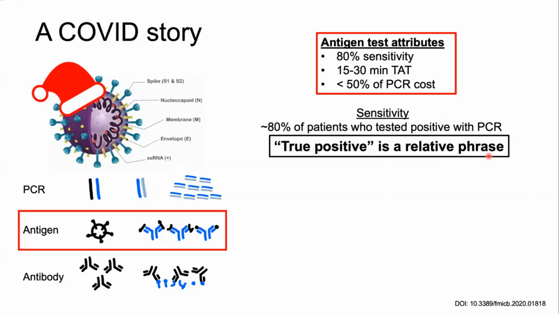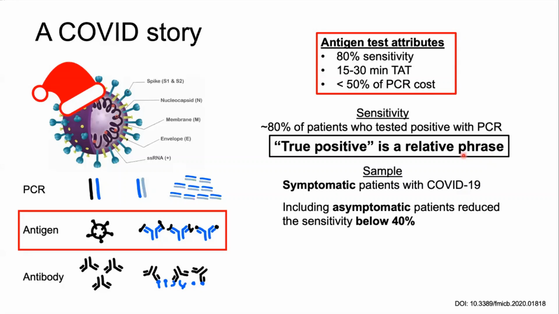So there's some wiggle room in that number, is what I'm saying. And then the second thing to think about is who was in the sample, right? In this case, symptomatic patients were tested with this test. But the independent group found that if you test asymptomatic patients, then the sensitivity is reduced below 40%. Basically, it becomes just a worthless test.